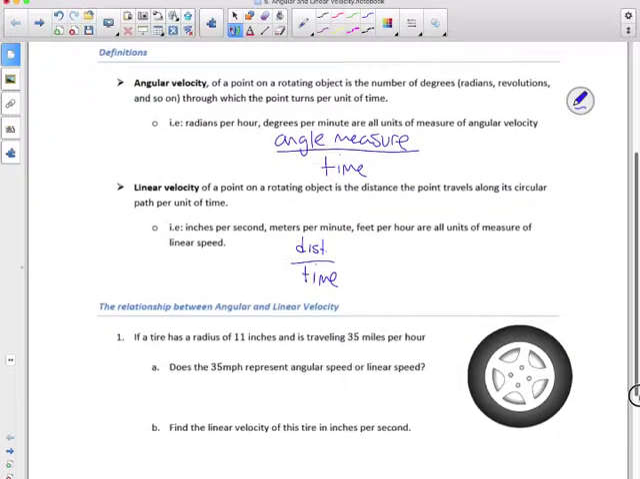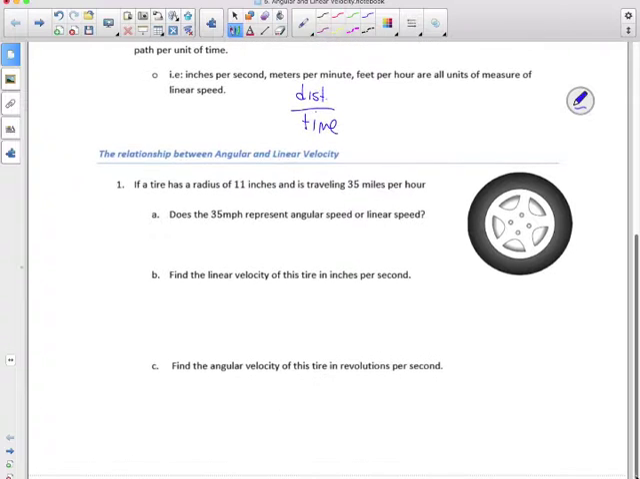So I have a little example here dealing with a tire, to try to connect angular and linear velocity. If a tire has a radius of 11 inches and is traveling 35 miles per hour, we want to figure out what's going on here. Does the 35 miles per hour represent angular speed or linear speed? Since miles is a measure of distance, we know that this has to be a linear speed. So 35 miles per hour is talking about linear speed.